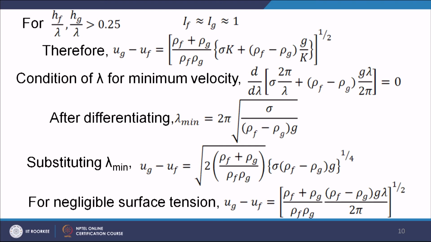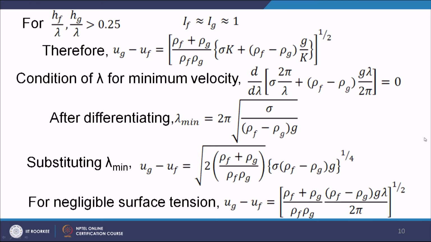So, let us take this equation. Over here if you nullify this surface tension value, so let us say surface tension is not there. Remember, this is not for the minimum velocity, this is only for the no surface tension case. Then you will find that UG minus UF is equal to this factor, rho f plus rho g by rho f rho g, multiplied by this one. That same thing we have found out over here.